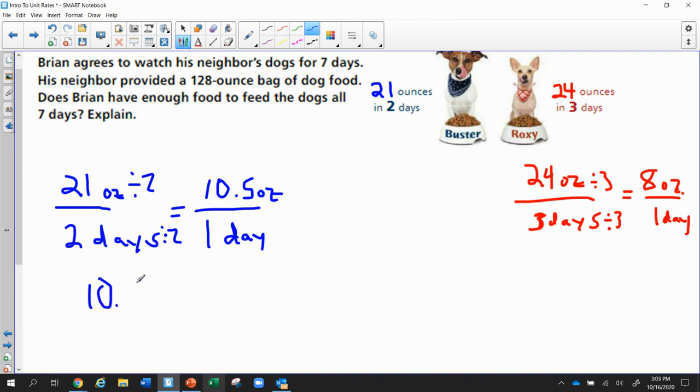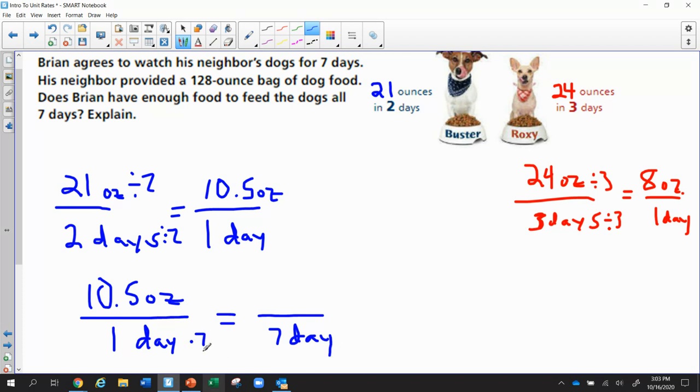So 10.5 to 1 day. We want to know how much that dog eats in 7 days. And so we're going to have to multiply by 7. And 7 times 10 is 70, and 7 times 0.5 is 3.5, so it ends up being 73.5 ounces for that 7 days.